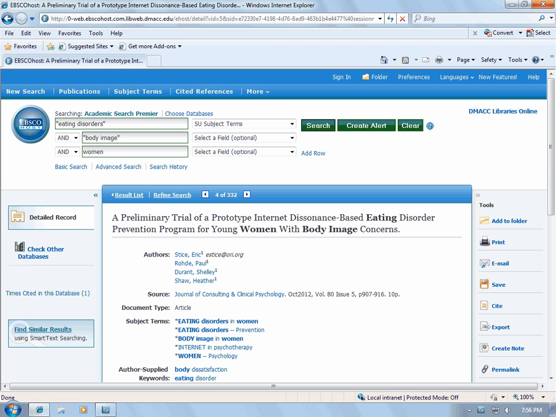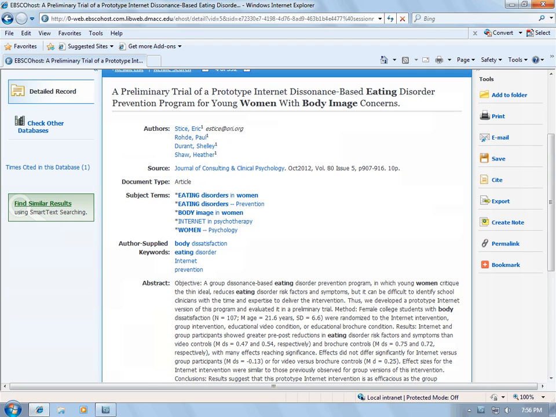For example, take a look at this article in an EBSCOhost database. Look at the source. Notice that this is called the Journal of Consulting and Clinical Psychology. That's a good sign. So is the fact that it lists a volume and issue number. Notice the little number by the author's names.